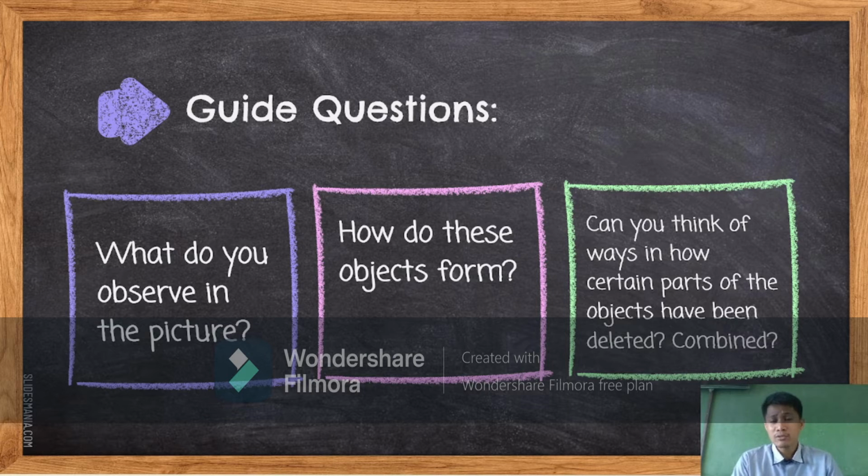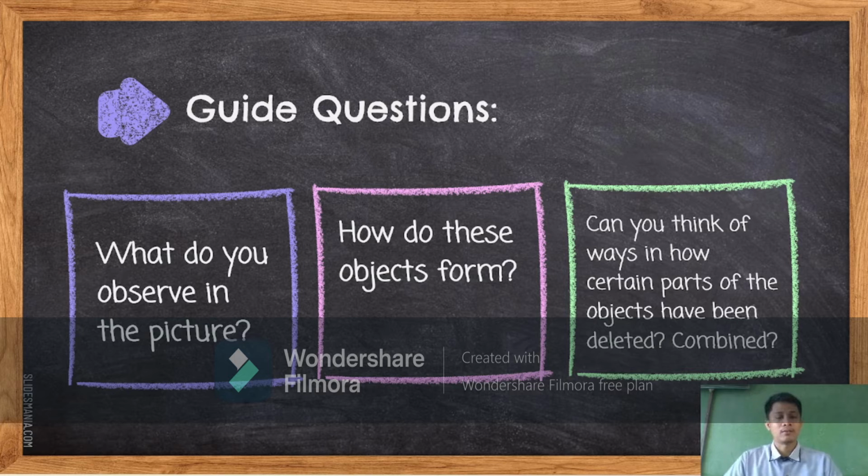Based on the picture, you observe that the creator used different shapes, combined them with each other, and deleted some parts of the object or shape. That's why the creator came up with that kind of picture. How do these objects form? Of course, by deleting and combining the objects. Later on, we will discuss the ways of deleting and combining objects or shapes in our topic for today.